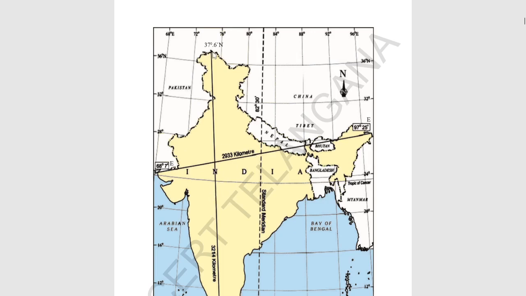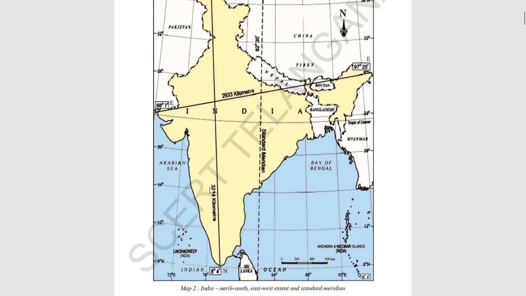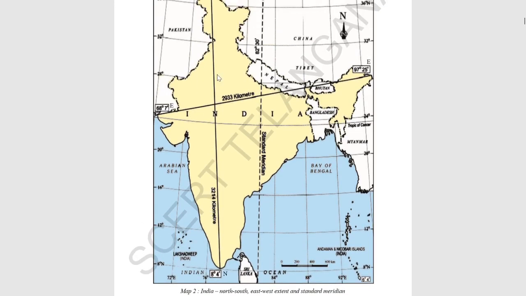And from here to here we calculate the total length of India from north to south. And see here, they have written from west to east 2933 kilometers, and from north to south 3214 kilometers. And this is the Bay of Bengal.